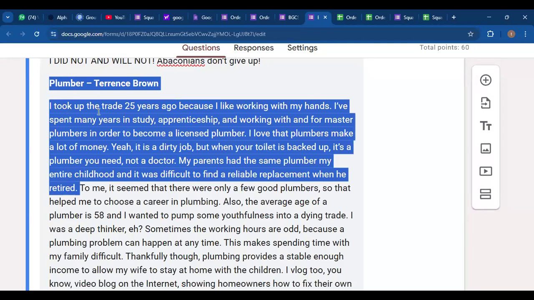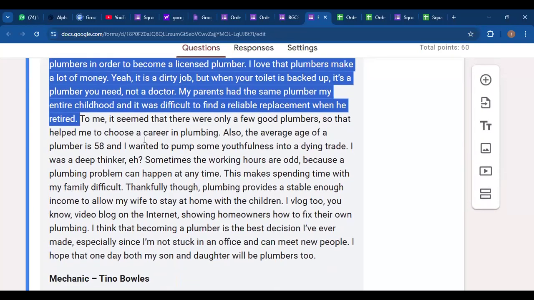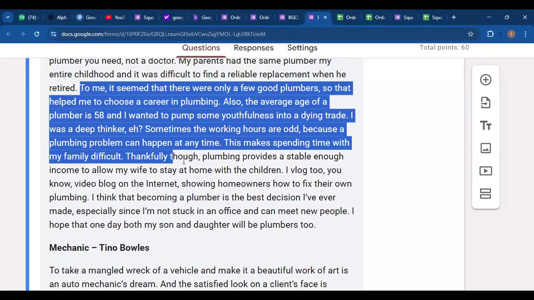I took up the trade 25 years ago because I like working with my hands. I've spent many years in study, apprenticeship, and working with and for master plumbers in order to become a licensed plumber. I love that plumbers make a lot of money. Yeah, it is a dirty job, but when your toilet is backed up, it's a plumber you need, not a doctor. My parents had the same plumber my entire childhood, and it was difficult to find a reliable replacement when he retired.